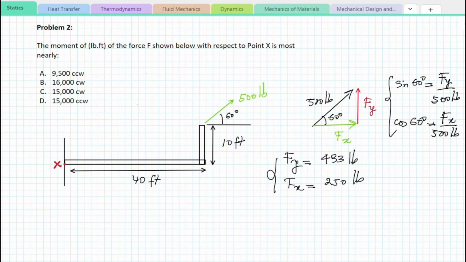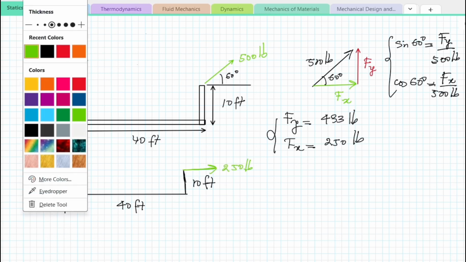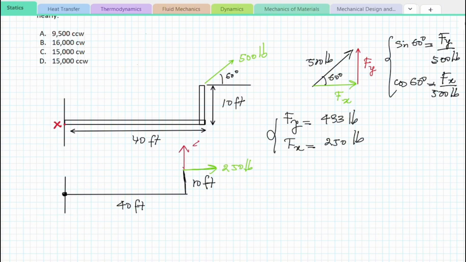Now that we've broken down our force into its X and Y components, we're going to redraw the free body diagram and analyze it from there. Drawing down a little bit to have some space. 40 feet here, 10 feet, 150 pounds. And then we have Fy, which is 433 pounds.